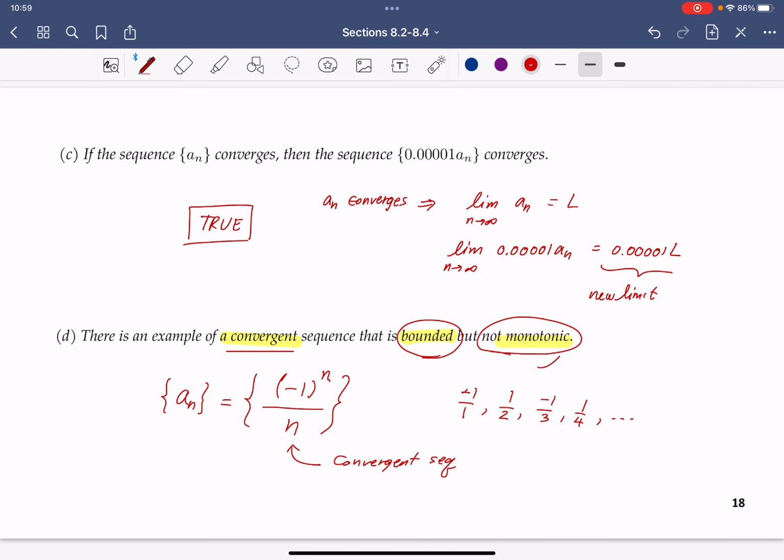Any question on sequence before we move to the series? Series is going to be about 2 times harder compared to sequence. All right. So let's try to learn more about series.